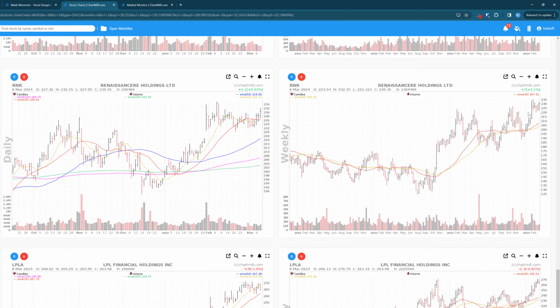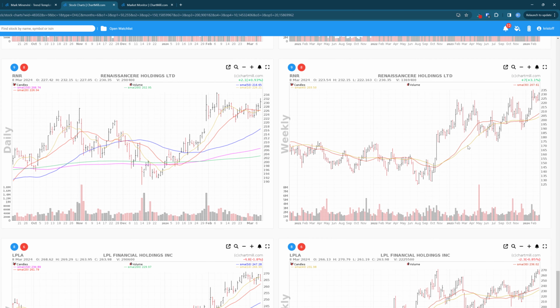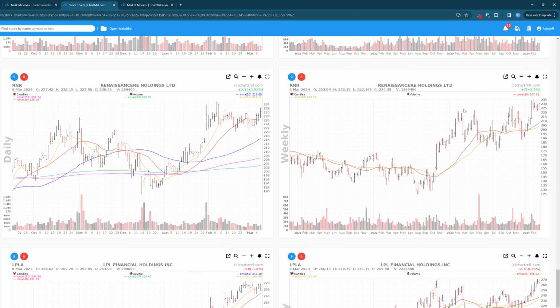RNR, also it broke out on the weekly chart. Now it's going nowhere. It's a little bit of sideways price action. So again, some tightening in the neighborhood of this high at 234 would be ideal.